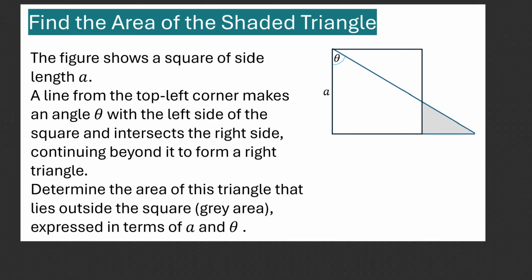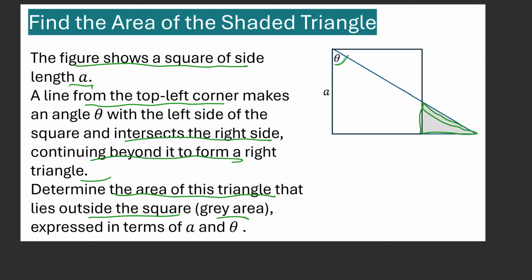Hello everybody, in this question what we are told is the figure shows a square of side length A. So a line from the top left corner makes an angle theta with the left side of the square, so that's the angle, and intersects the right side, continuing beyond it to form a right triangle. So this is the right triangle. Determine the area of this triangle that lies outside the square, which is a gray area, and express it in terms of A and theta.